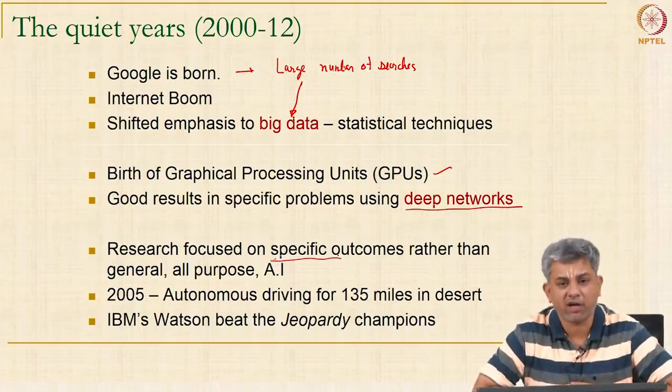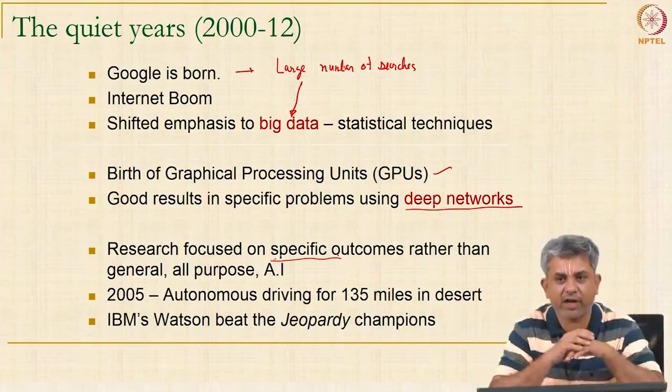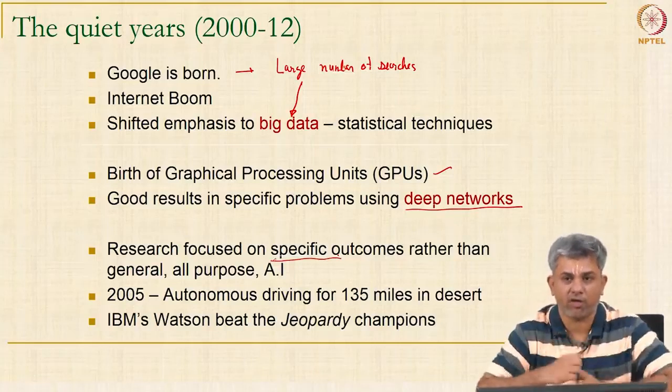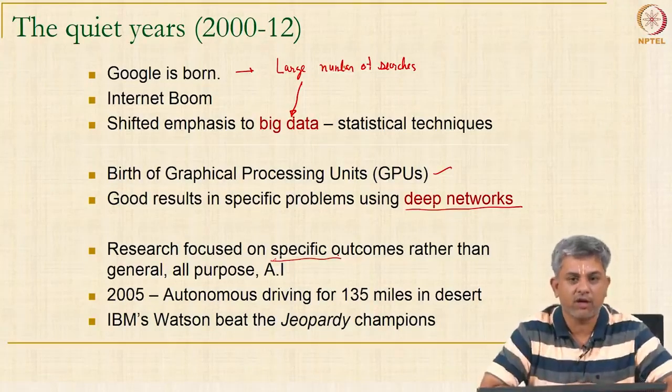In 2005, once again we had autonomous driving for about 135 miles, of course without any interruption. What people are trying for now is more sophisticated. Can you actually drive in a street while people are moving around? We have had good results with Tesla.